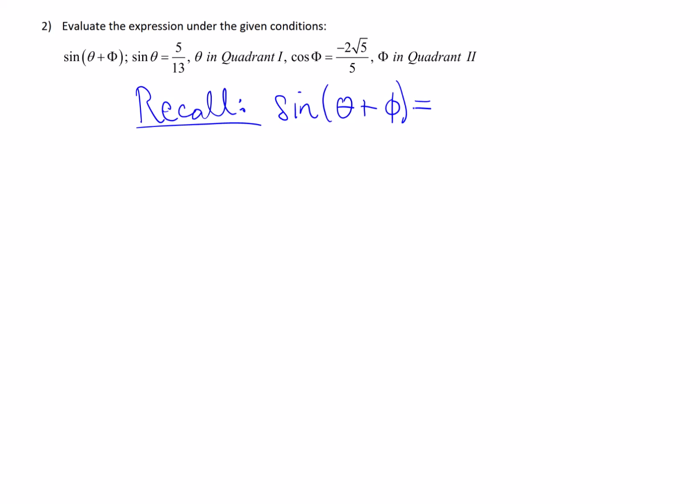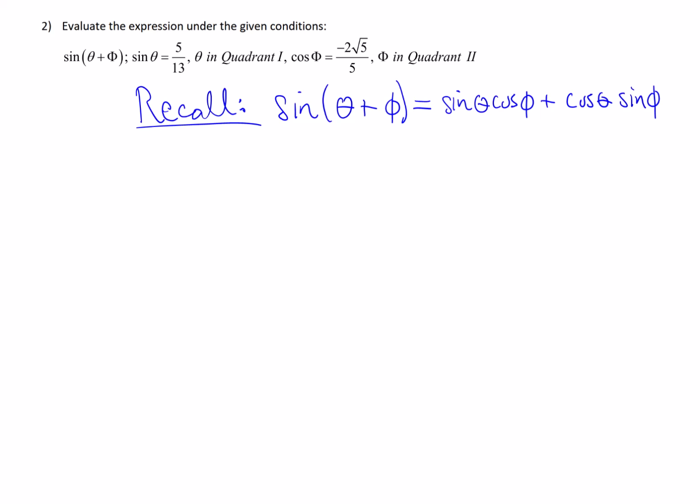Remember, sine surrounds, and we're using the same sine for this. So we have sine of theta cosine of phi plus cosine of theta sine of phi. That's just using our identity from the previous topic.